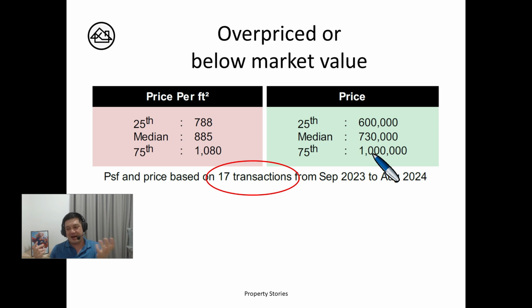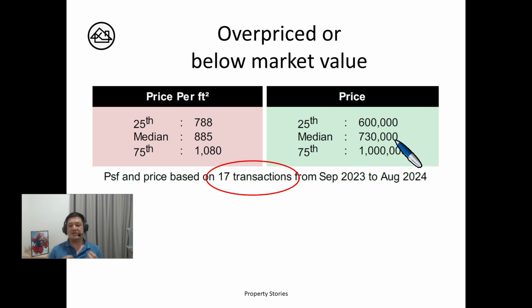So sometimes you see a transaction that sells very, very high or very, very low. Maybe the property price is around 730, and suddenly there's one sold at 300,000, for example. Or with 730,000 as the median, suddenly you see one sold at 1.5 million, okay? These are known as outliers.